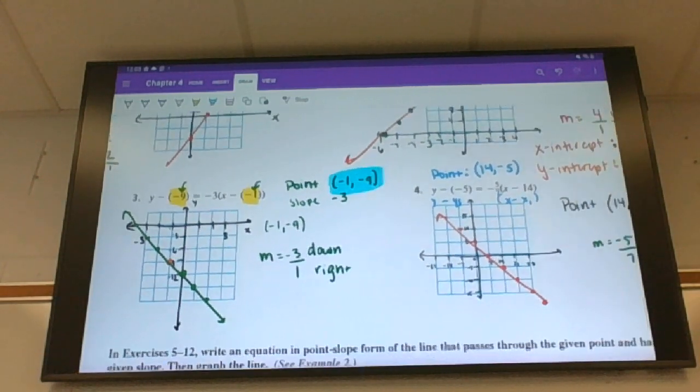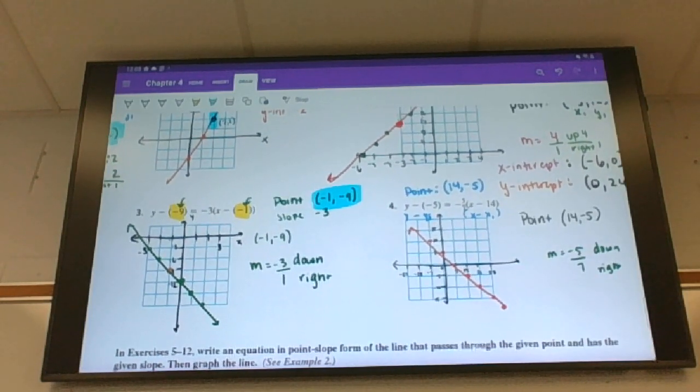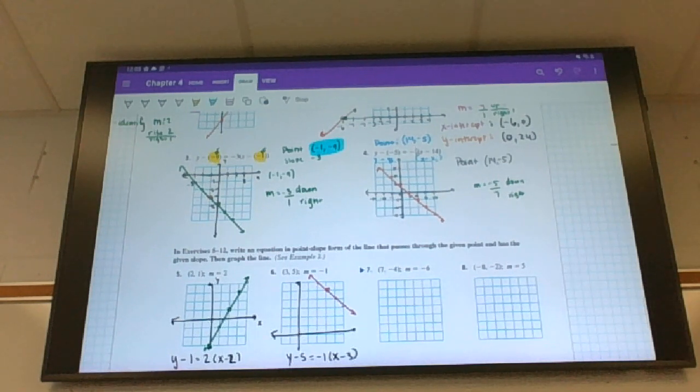I'm going to go ahead and show number 4. For those of you who did it, let me know if you have a question. And then there is 5 and 6. Does anybody who tried it have a question?